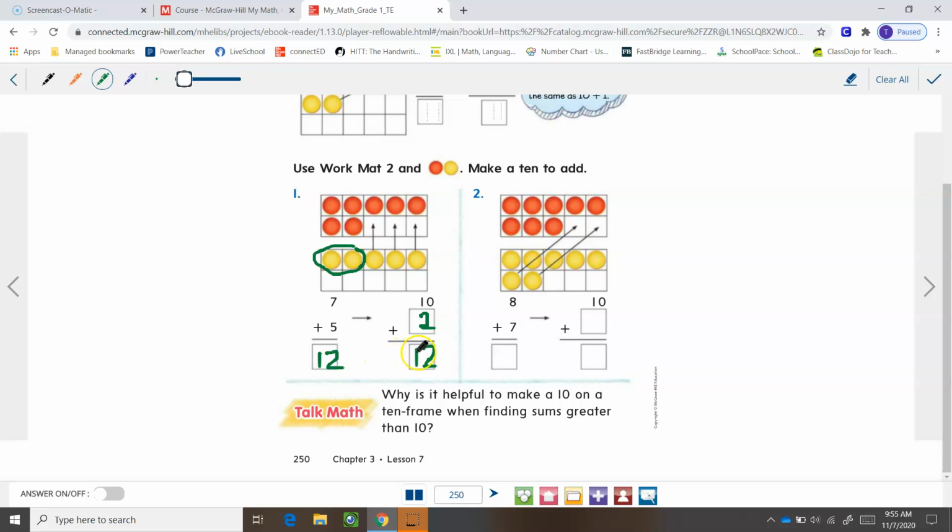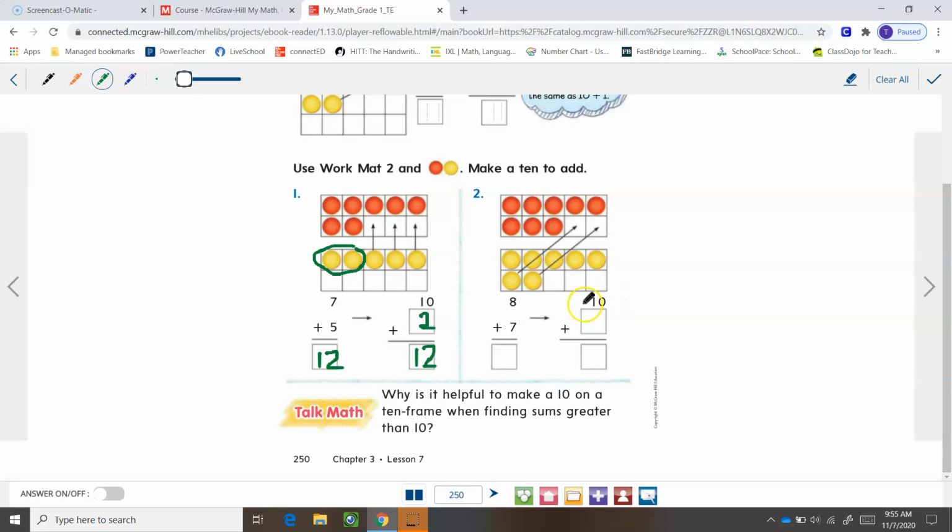Okay? So if I look over at this one, 8 plus 7. I could do this in many different ways. We know our doubles plus 1. We know doubles minus 1. Today we're going to be making a 10 though. So I'm looking at here, I have 8 up here with my red. I have 7 down here at the yellow. I'm going to move 2 of my yellow up into that tens frame. So now I have a complete tens frame.